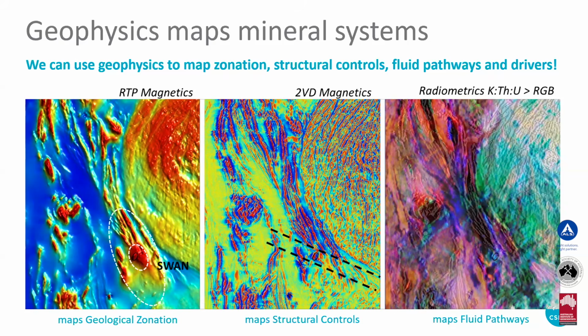This is a radiometrics ternary image. So in this, red is potassium, blue is uranium, and green is thorium, and the white is just high radiometrics in general. What you can see here is through some of these high strain, possibly shear zones, you can see elevated uranium running through some parts of that, and it's focusing in here, also in that structural corridor.